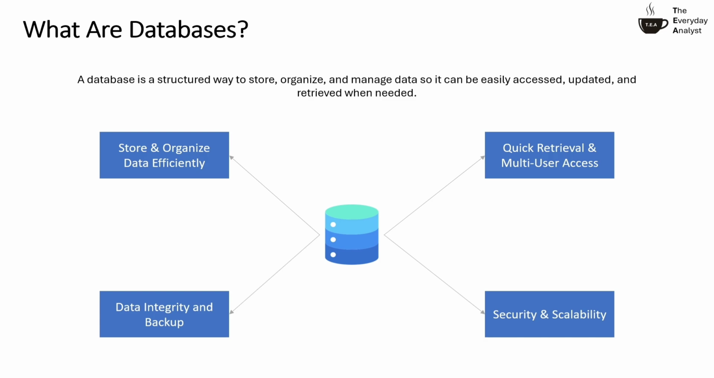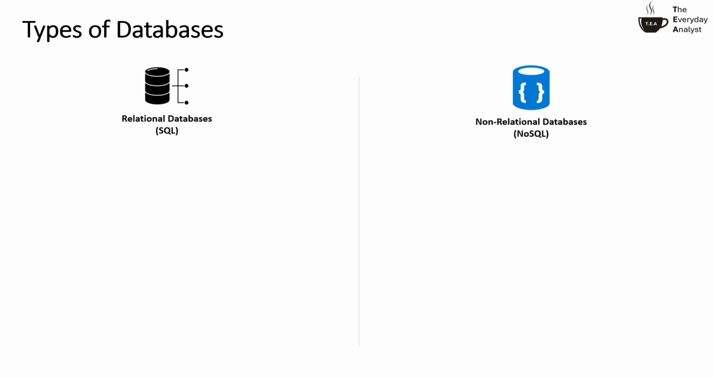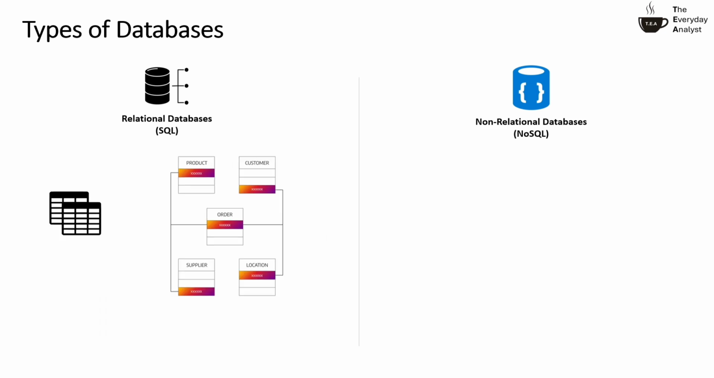But not all databases are built the same way. Now that we know what a database is, let's explore the two main types of databases. That is, relational database and non-relational database. Relational databases store data in tables with rows and columns like an Excel sheet, but way more powerful. Each table holds a specific type of data, and these tables connect to each other using relationships. We will learn more about the relationships between tables in future videos.